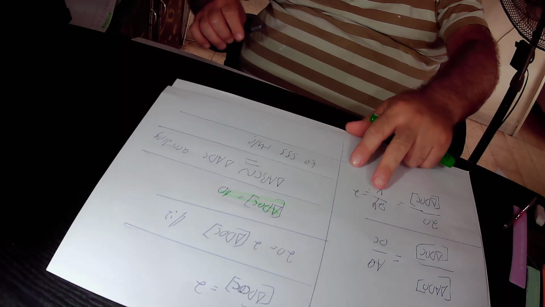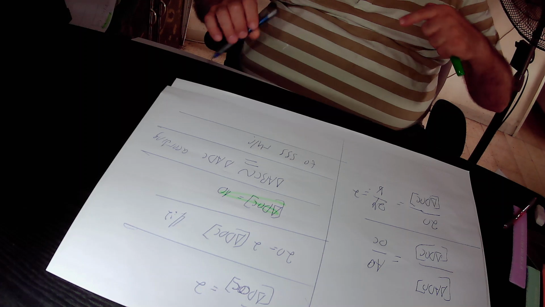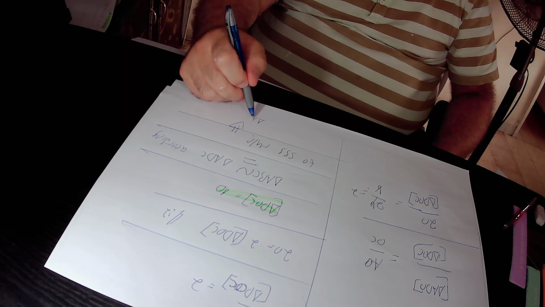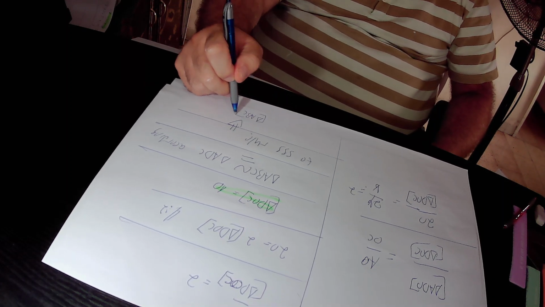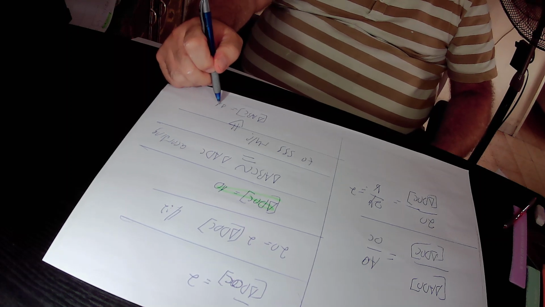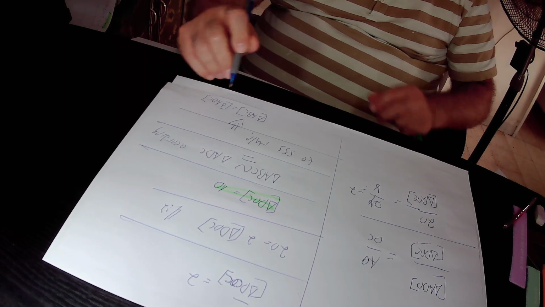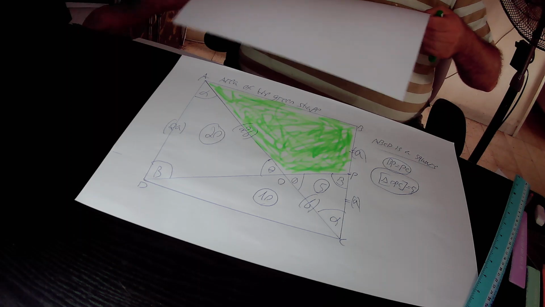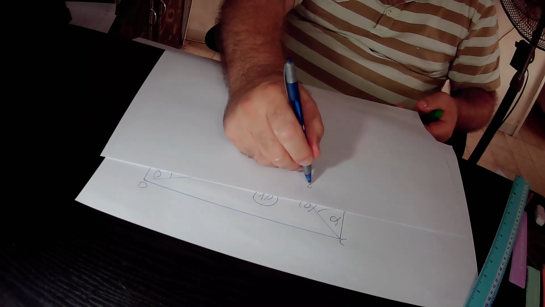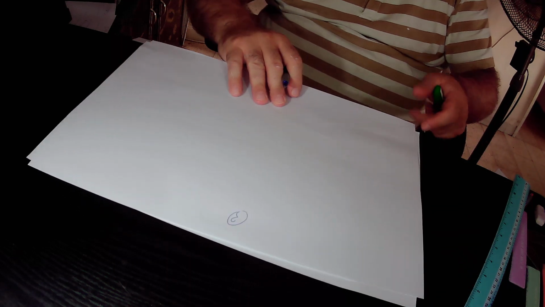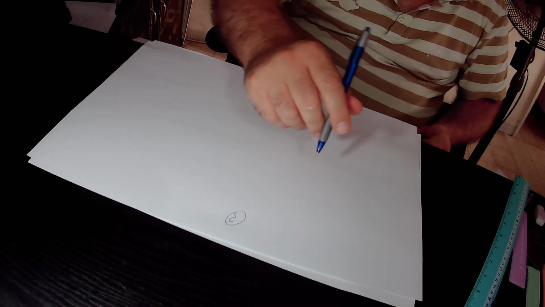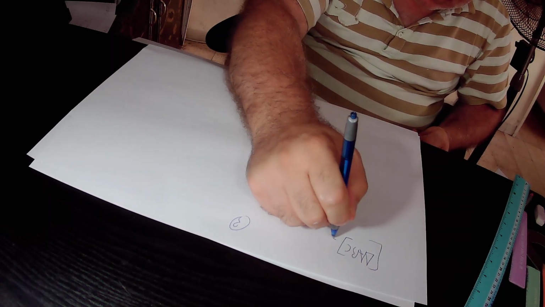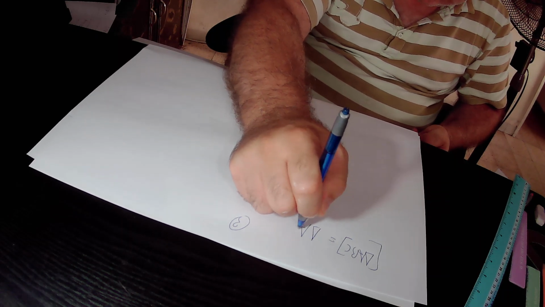So, from the fact that triangle ABC can go into triangle ADC, we will derive that the area of triangle ABC is equal to the area of triangle ADC. Again, from the fact that triangle ABC can go into triangle ADC, we derive that the area of triangle ABC is equal to the area of triangle ADC.